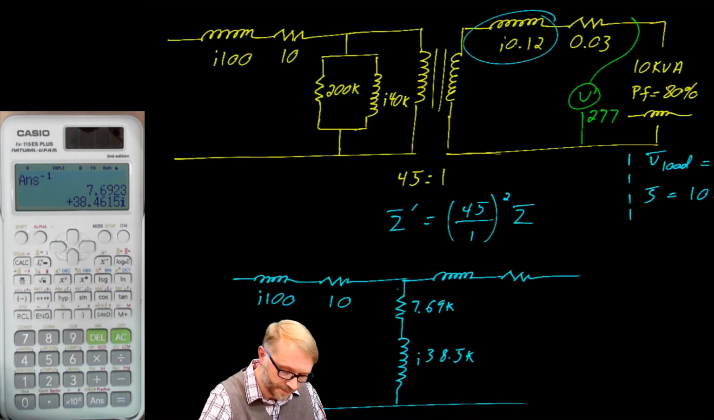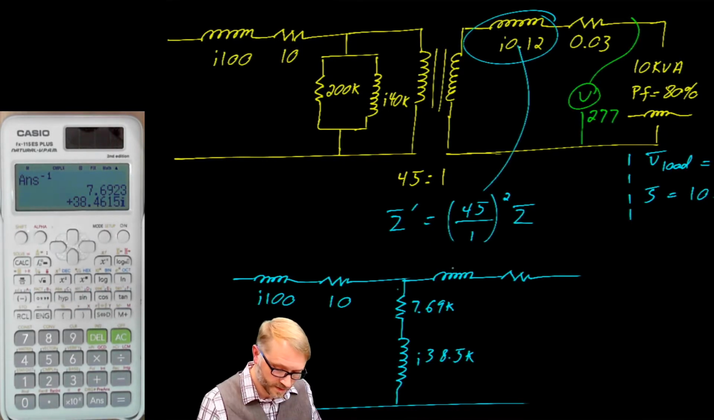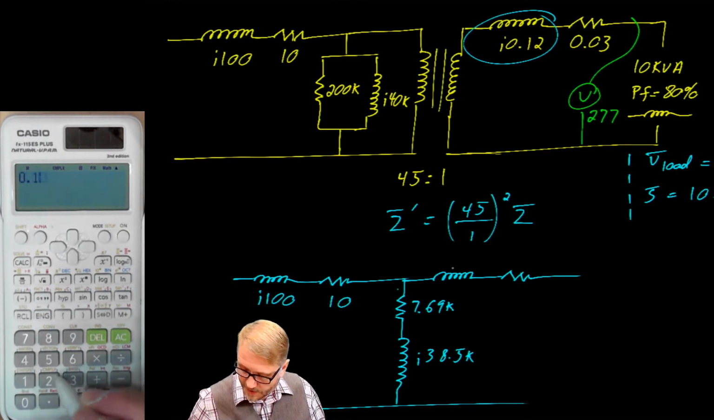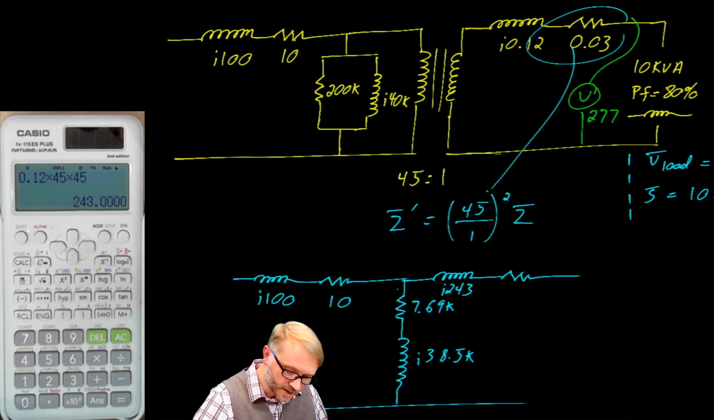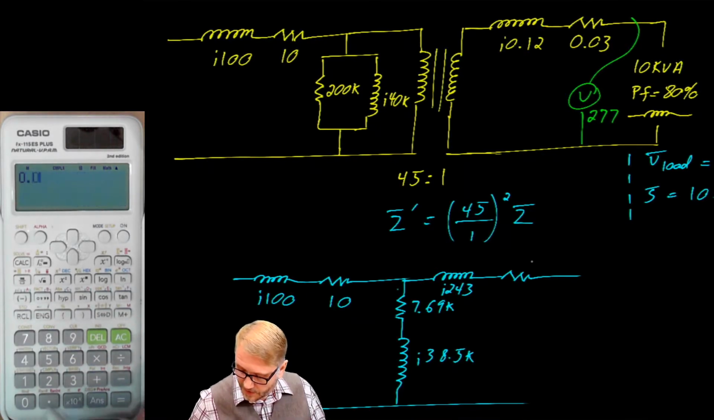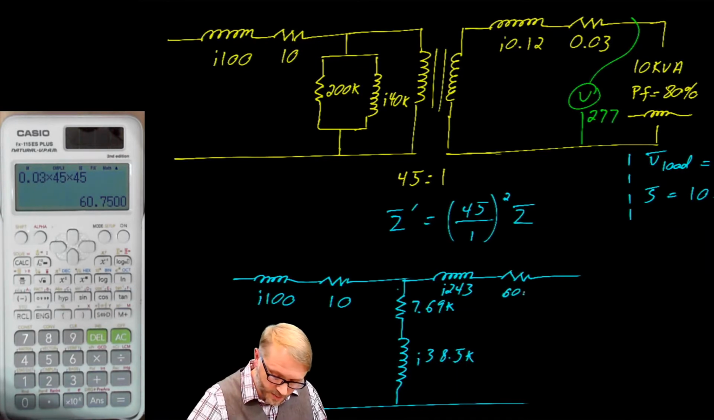The inductor, by the turns ratio squared, ends up here. So that's 0.12 times 45 times 45, which gives us J243. The resistor comes across as the turns ratio squared and ends up here. 0.3 times 45 times 45. That's 60.8 ohms.